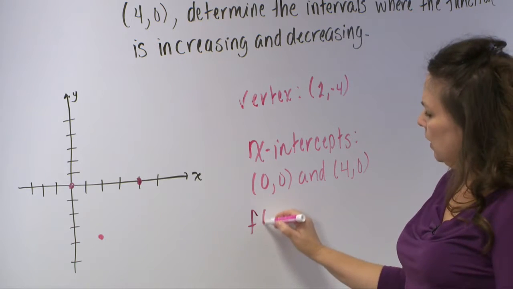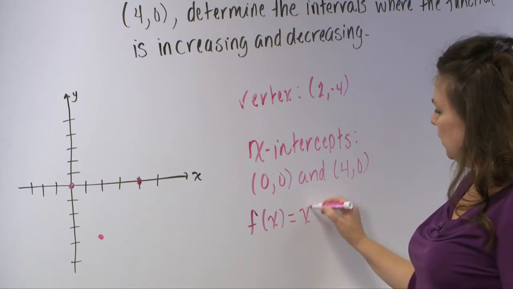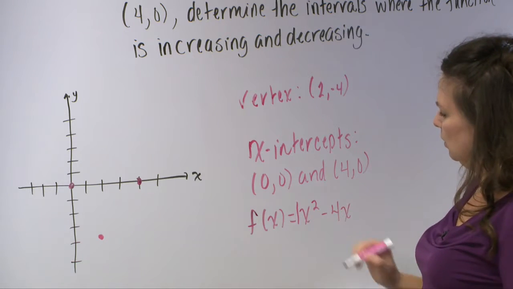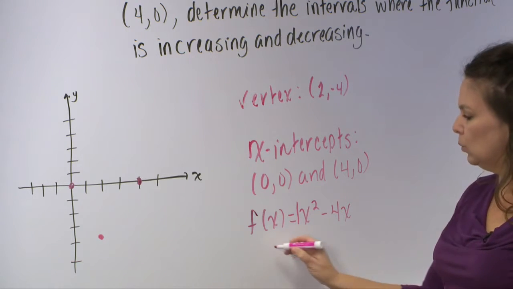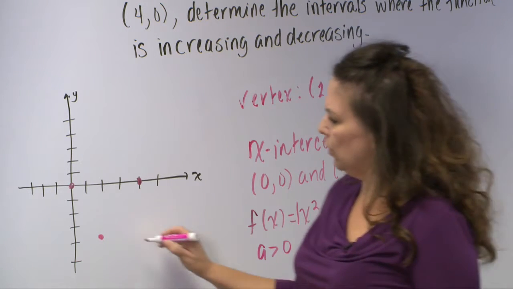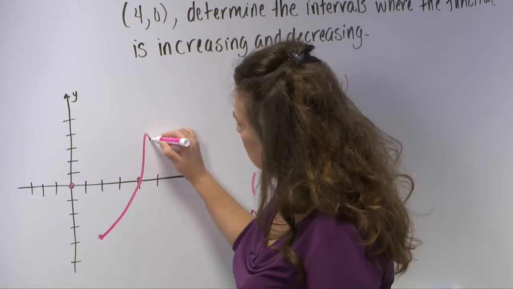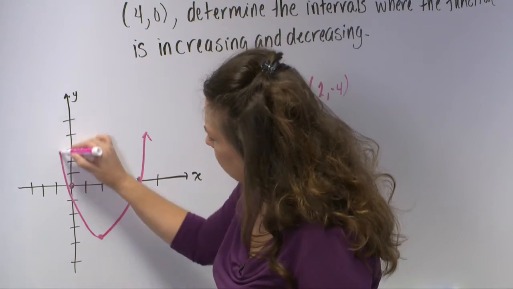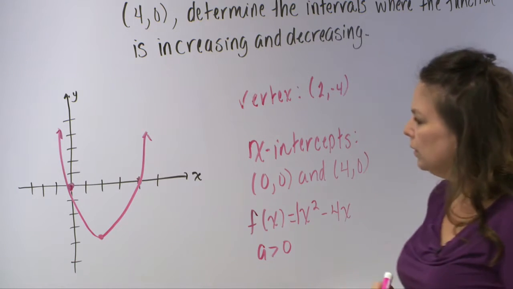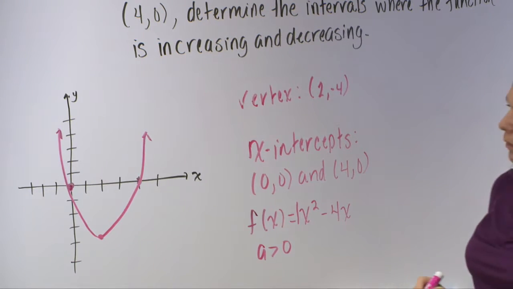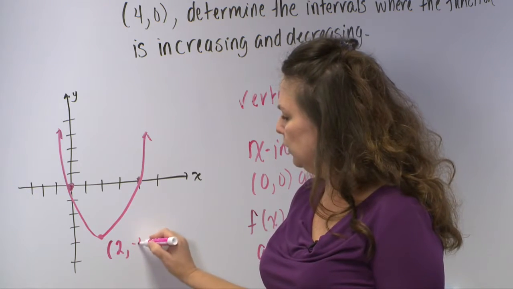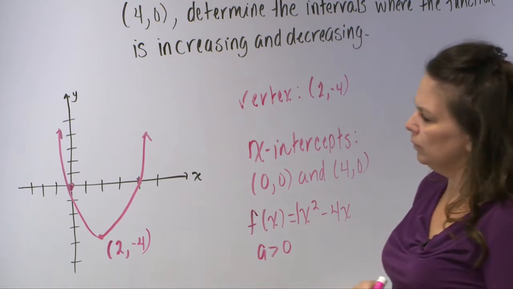Our function is f(x) = x² - 4x. In this case, our leading coefficient, our a, is 1. A is greater than 0, so our parabola opens up. So here is the graph of f(x) = x² - 4x. The vertex here is the point (2, -4).